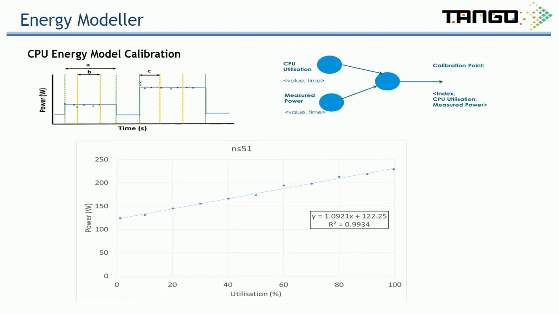The first step in energy modelling requires a set of calibration data. The calibration process aims to achieve this. It works by setting fixed utilisation levels and measuring the actual power consumption.